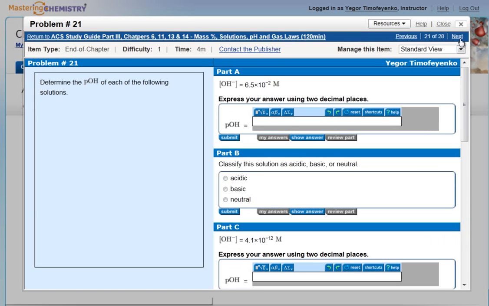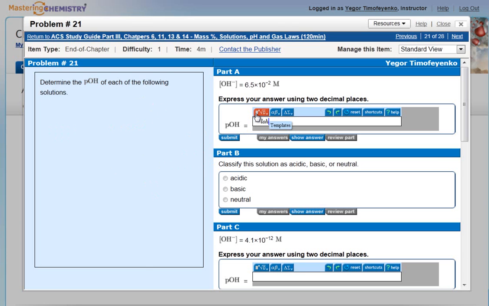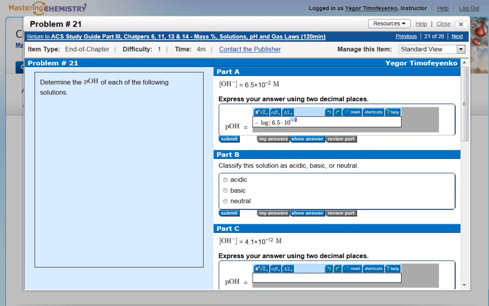Similar story here. In fact, this one is rather simple. pOH is equal to negative log of OH minus concentration. So here we have negative log of 6.5 times 10 to the negative 2. Close that up.